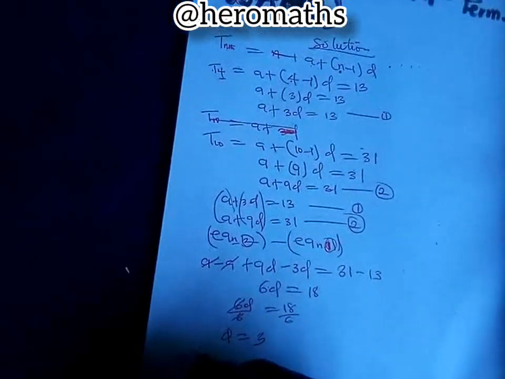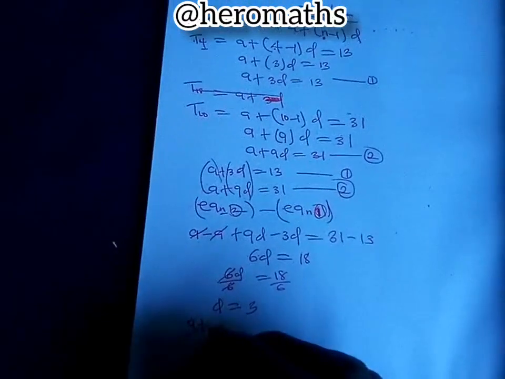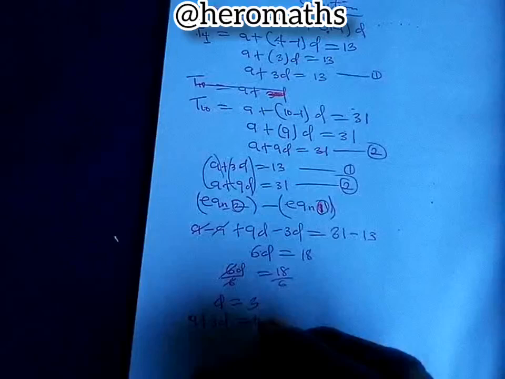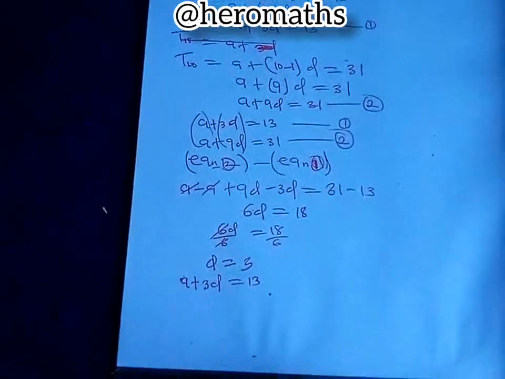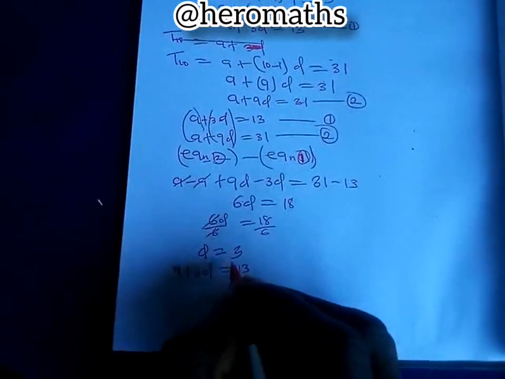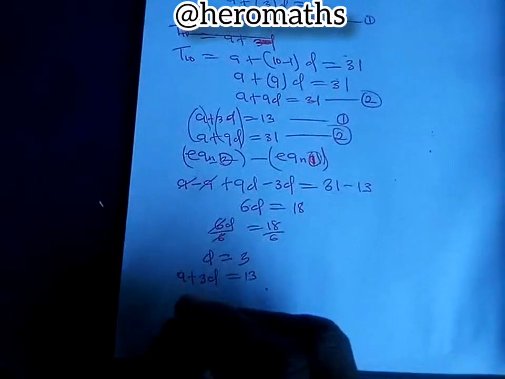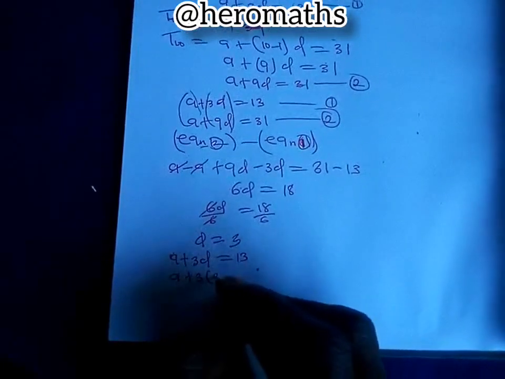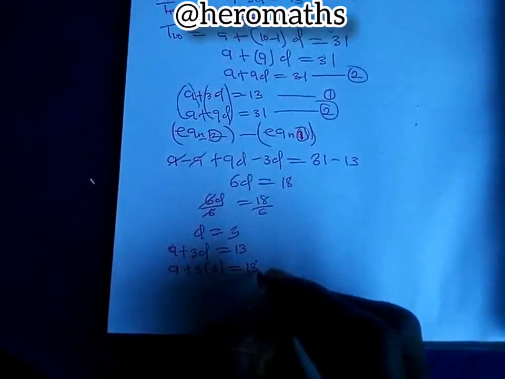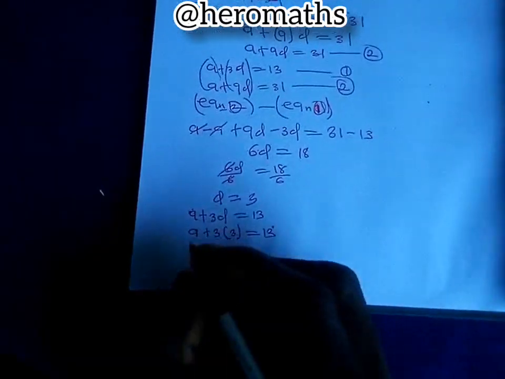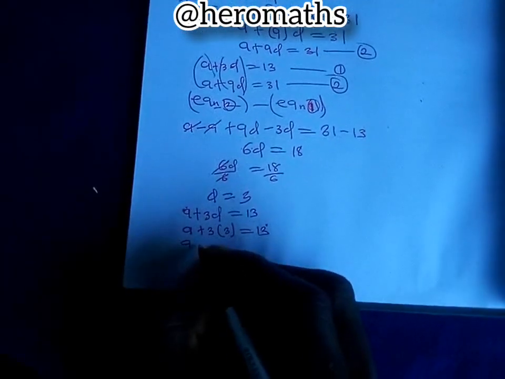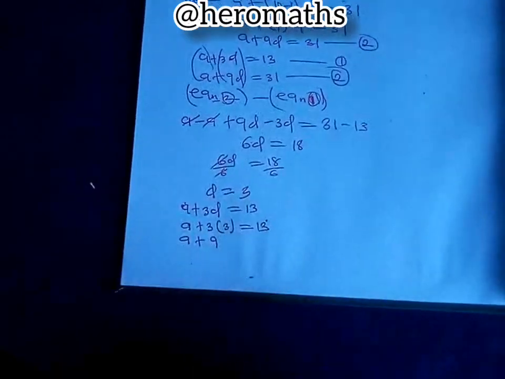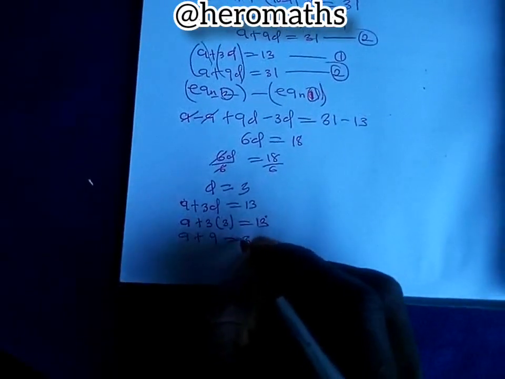That will give us equation 1: a plus 3d is equal to 13. So what is the value of d? We have gotten the value of d to be 3. So we have a plus 3 open bracket 3 is equal to 13. Now by opening this bracket, we have a plus 3 times 3, which will give us 9, is equal to 13.